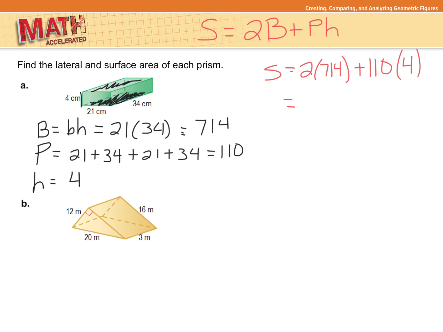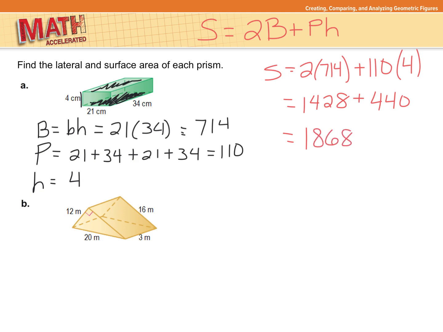Parentheses. We have 2 sets. We need to multiply both of those pairs first. So take 2 times 714. So we get 1,428. And now take 110 times 4 to get 440. And then finally, what is the last thing we need to do with those 2 numbers? Add them together. What did you get for your final answer?